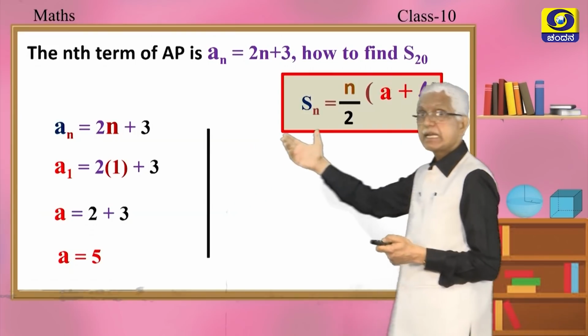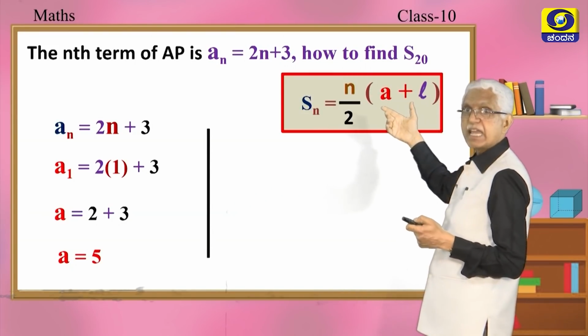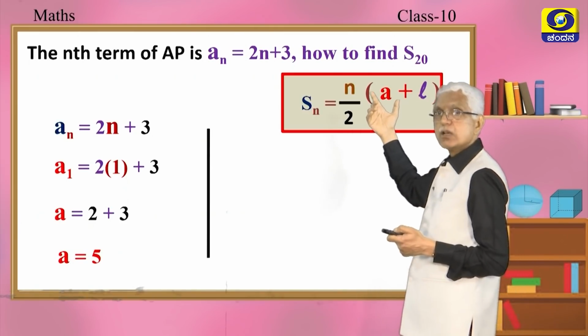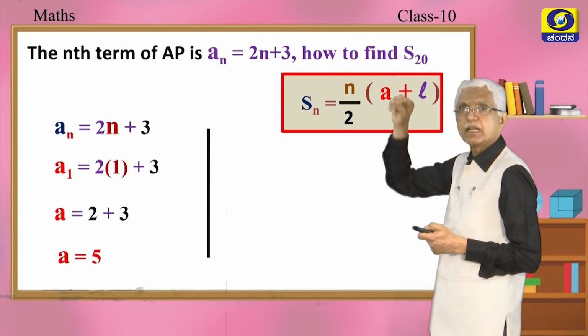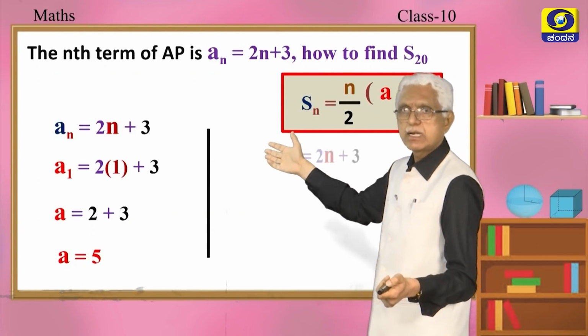Now what else do I need to know? I need to know the last term. I found out a, but I need to find out the last term l, correct? Which will be the last term? The 20th term will be the last term. So l is nothing but a20, understood?